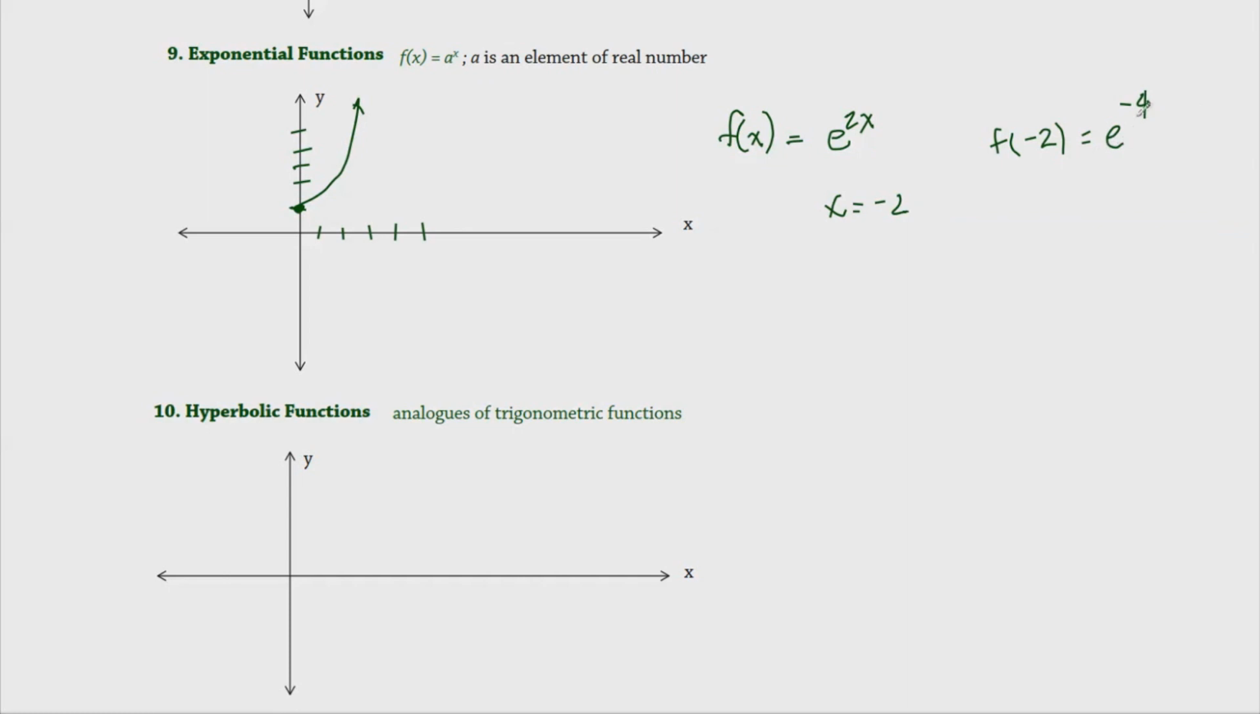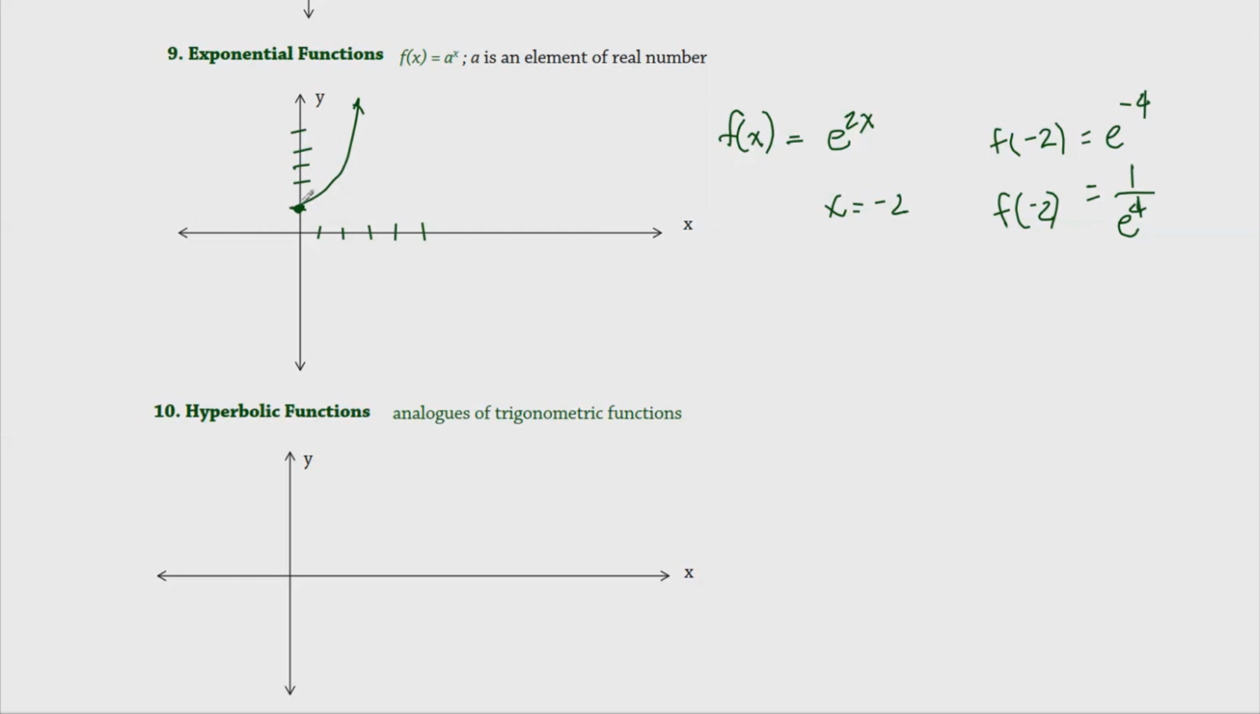So e raised to negative 4 is actually equal to 1 over e raised to 4. So even though you have negative values for x, what you will get is simply the reciprocal of e raised to that number. So with that, you won't be able to get any negative values here.